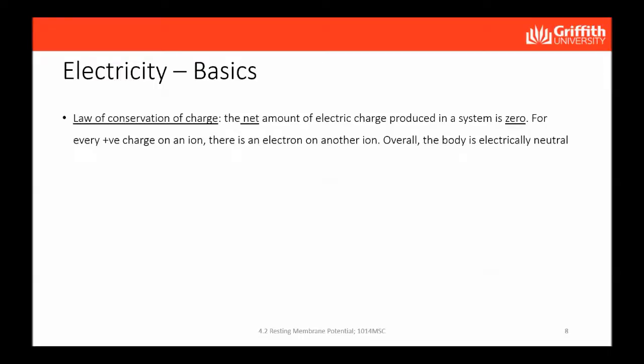So let's review some of the basics of electrical energy. According to the law of conservation of charge, the net movement of electrical charge produced in a system is zero, which means that for every positive charge on an ion, there is an electron on another ion. This means that overall the human body is electrically neutral. Opposite charges attract, like charges repel, and energy is constantly needed to separate these charges.